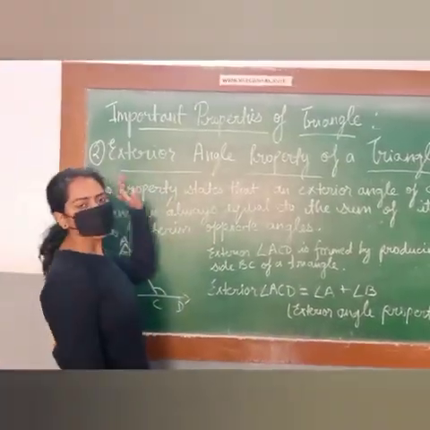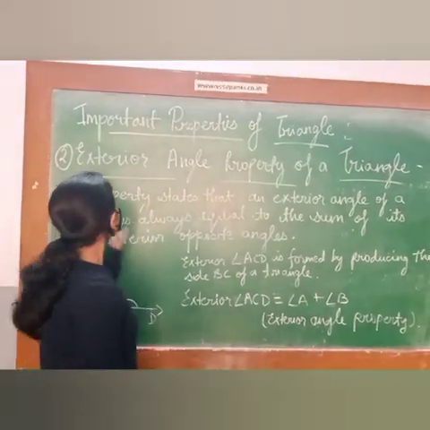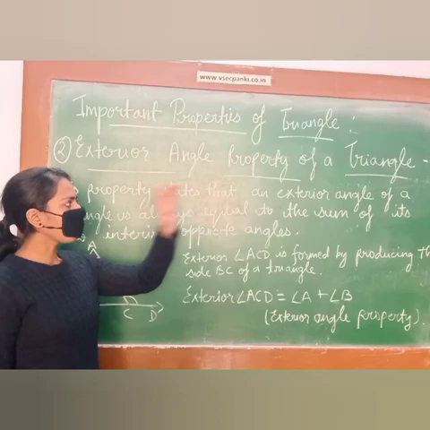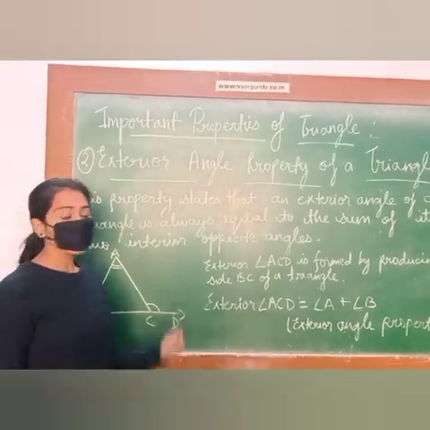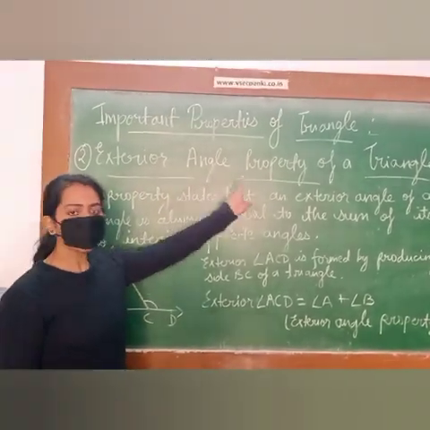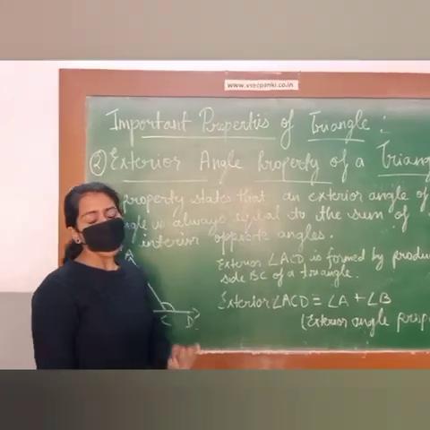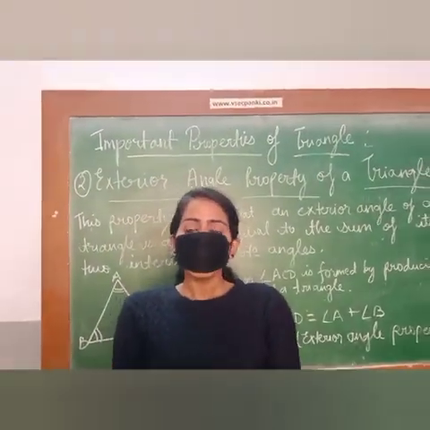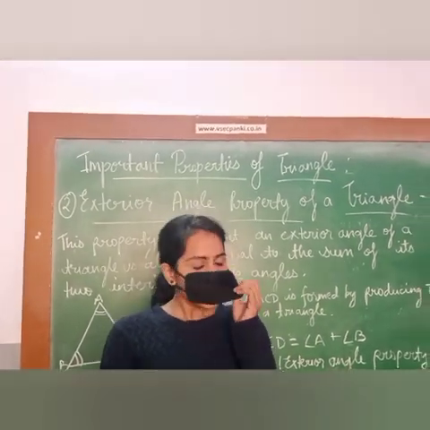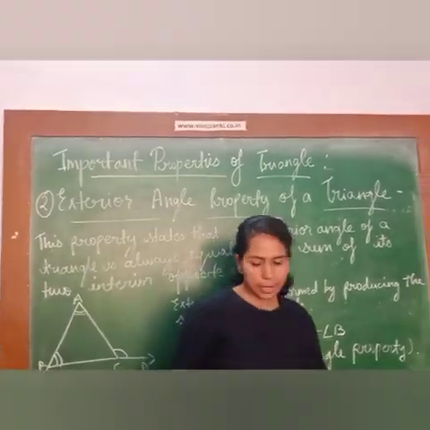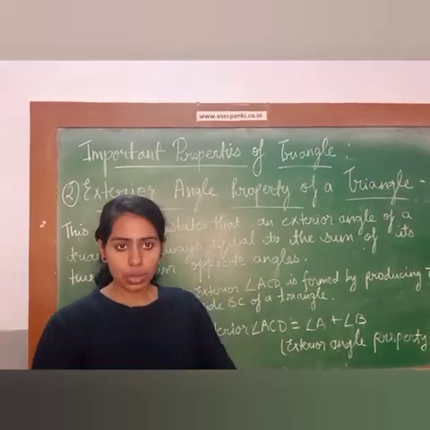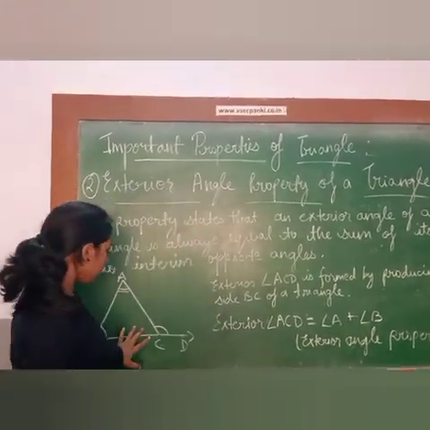Now students, look at the second property of a triangle. This is the second property, that is the exterior angle property of a triangle. Exterior angle property of a triangle. Now the question comes, what is an exterior angle? You all know about exterior. Exterior means something that lies outside. Okay, this is your exterior angle.